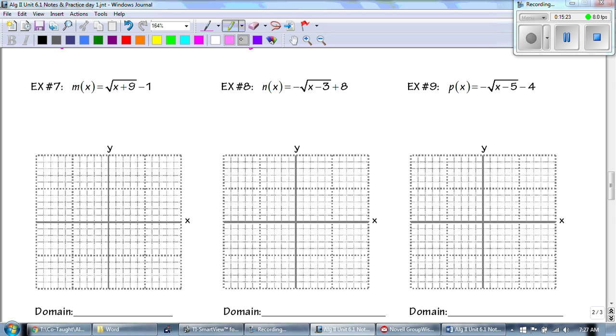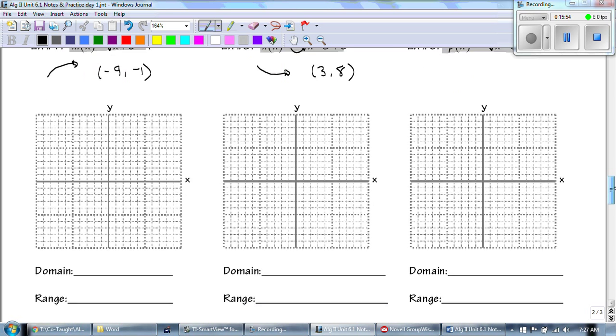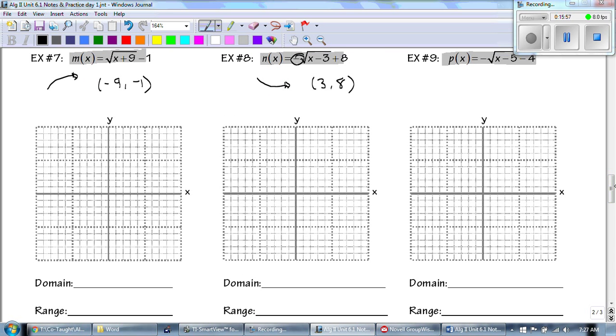So if you take a look, we've got 1, 2, 3. They're all square roots. Okay? Our first one is positive at -9, -1. Our second one is -3, 8. And I'm not going to help you with number 9. Okay? But what I want you to do is to graph and then identify the domain and range for all of those. Okay? Go ahead and pause the video and good luck.